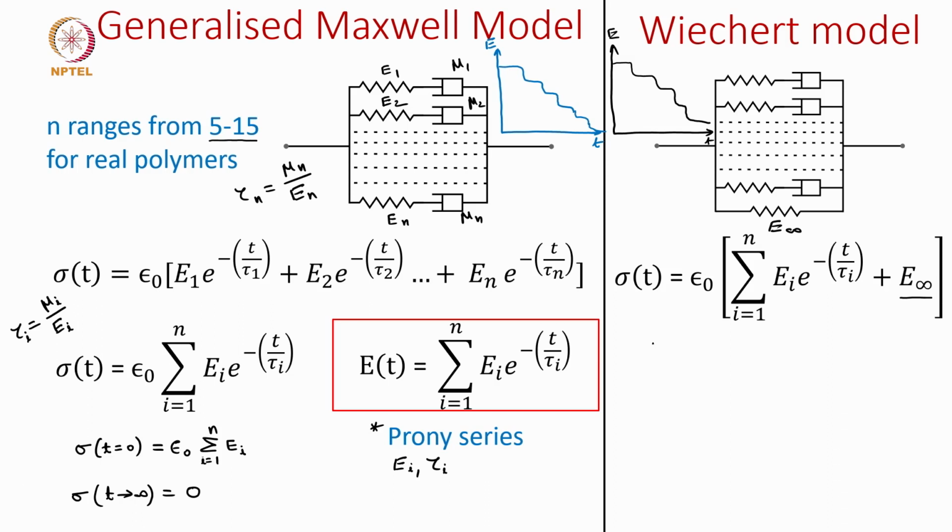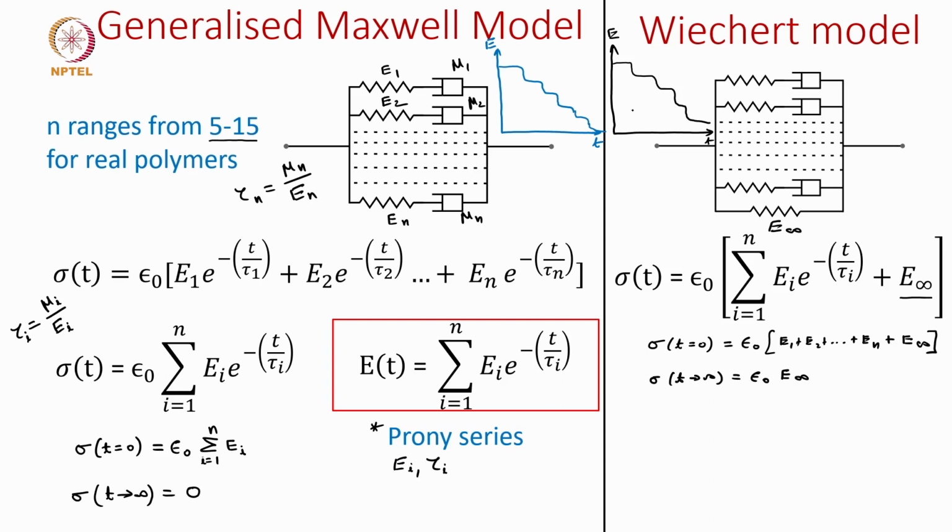For this, now let us see what happens at sigma at t equals 0. Sigma at t equals 0 is simply epsilon naught times E1 plus E2 plus so on up till En plus E infinity. And when time t tends to infinity, this should go to epsilon naught times E infinity, because the rest of these exponential terms go to 0, but the spring which is in parallel will still contribute, giving epsilon naught times E infinity.